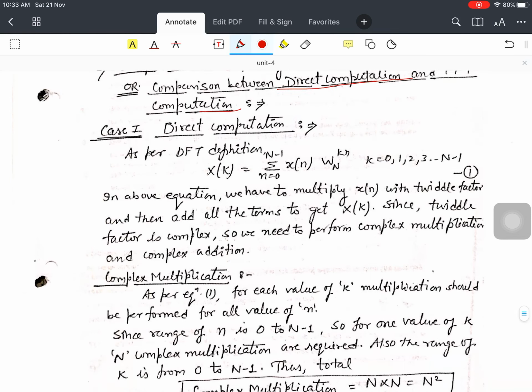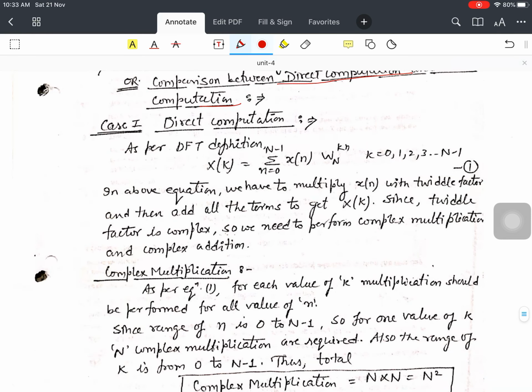When we talk about the direct computation, we know the generalized formula of the DFT: X(k) equal to the sum over n equal to 0 to N minus 1 of x(n) W_N^{nk}, where k goes from 0 to N minus 1. So in this equation, we have to multiply x(n) with the twiddle factor and then add all the terms to get X(k). Okay. Since the twiddle factor is complex, we need to perform complex multiplication and complex addition.